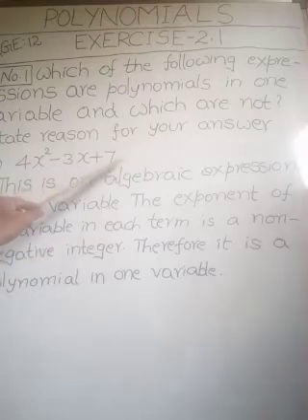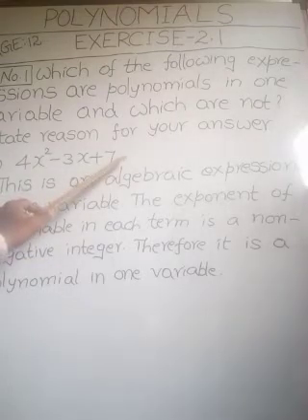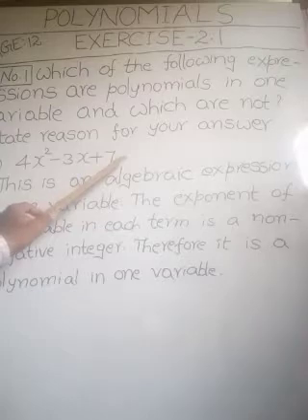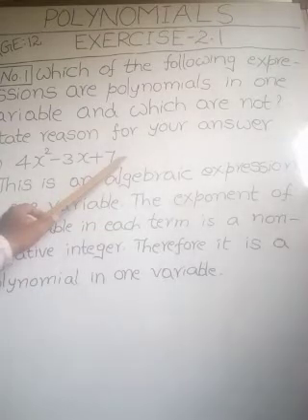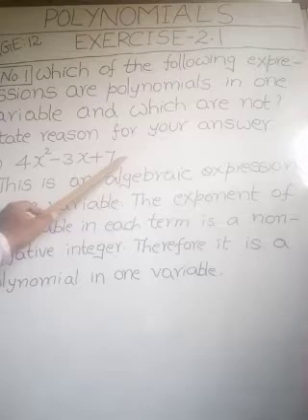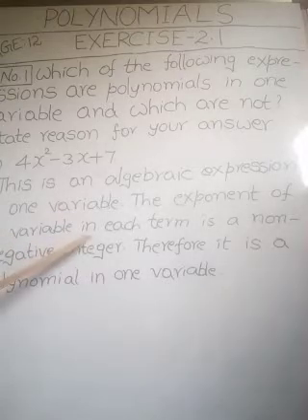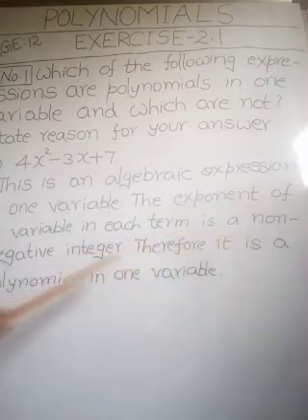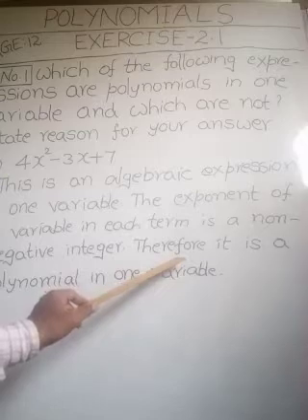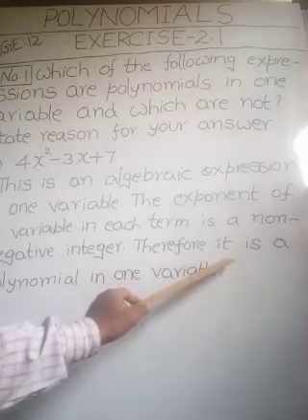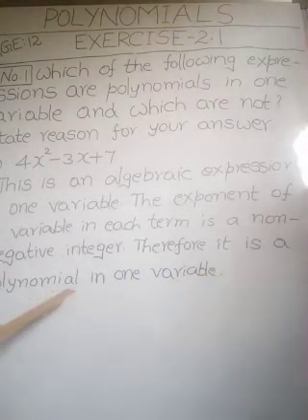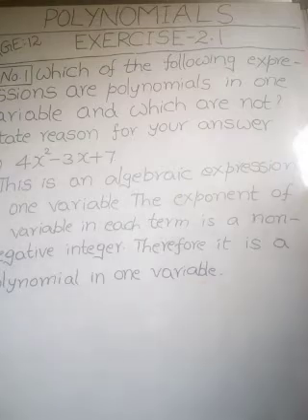And here 7. The exponent of x is here 0. The x term is not given, so we consider the exponent of x is 0. It is also a non-negative integer. So the exponent of variable in each term is a non-negative integer. Therefore, the given algebraic expression is a polynomial in one variable. Understood, my dear children? Right.